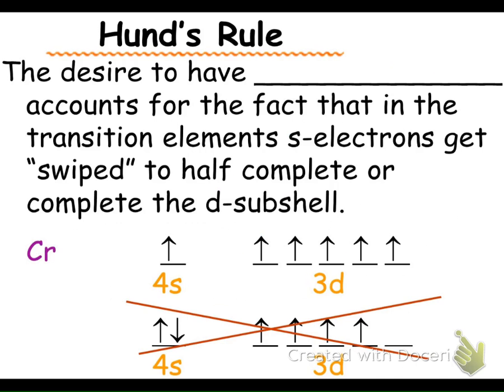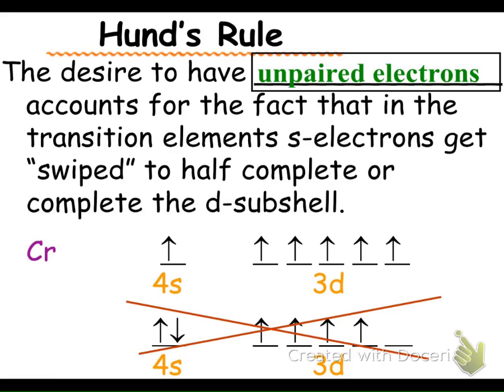So again, everyone wants to be like a noble gas, so they will gain or lose electrons in order to do so. Our last thing that we want to talk about is Hund's rule. The desire to have unpaired electrons accounts for the fact that in the transition elements, s electrons get swiped to complete the d subshell and make it a half-full subshell, instead of 4s being full and 3d being almost full. Atoms are happy when their subshells are all the way full, all the way empty, or half full. We'll build on this knowledge way more in the periodic trends unit.